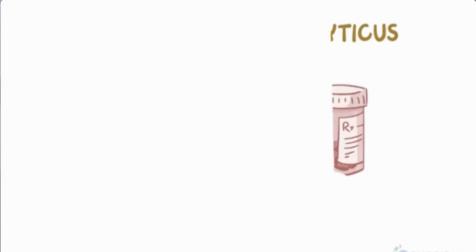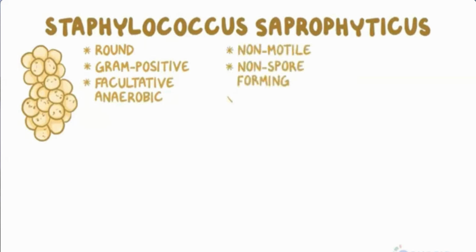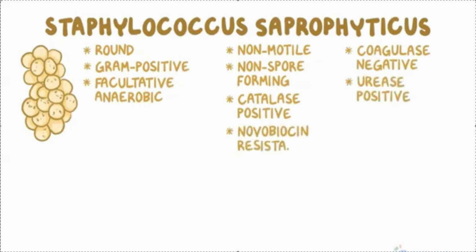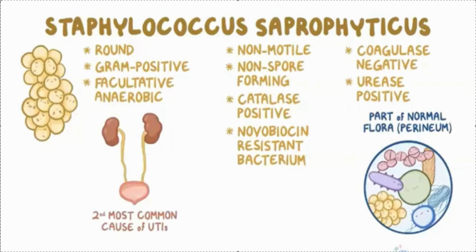Alright, as a quick recap, Staphylococcus saprophyticus is a round, gram-positive, facultative anaerobe, non-motile, non-spore-forming, catalase-positive, coagulase-negative, urease-positive, and novobiocin-resistant bacterium, which is known to be part of the normal flora of the perineum. It's the second most common cause of UTIs after E. coli, and can also cause formation of struvite urinary stones.